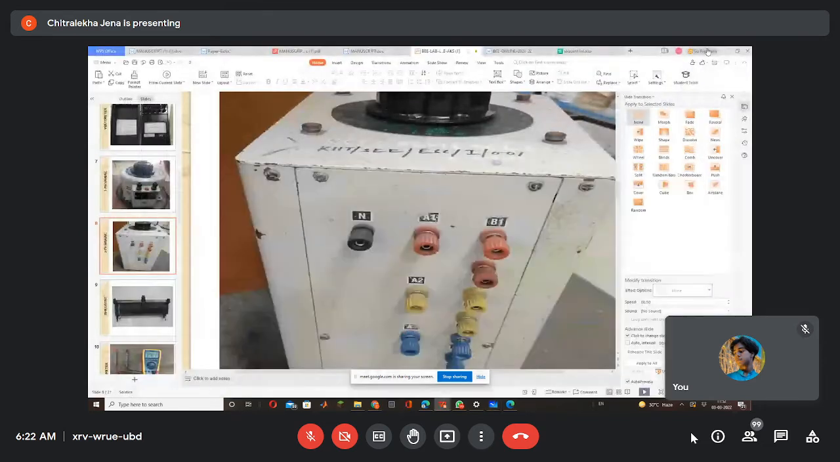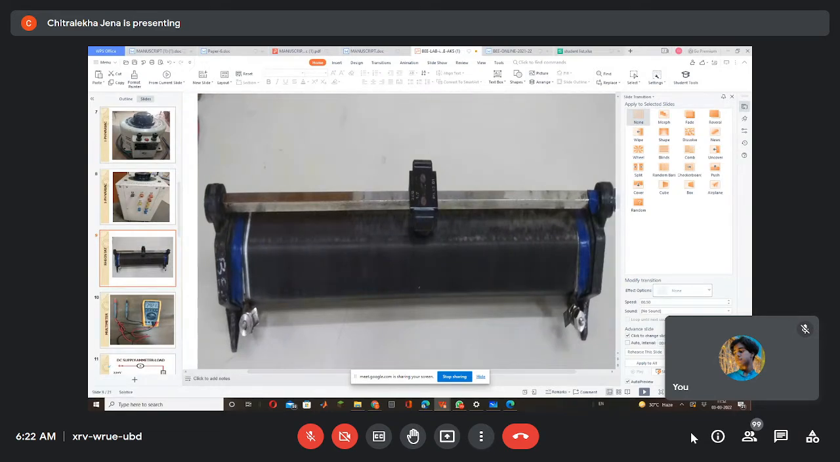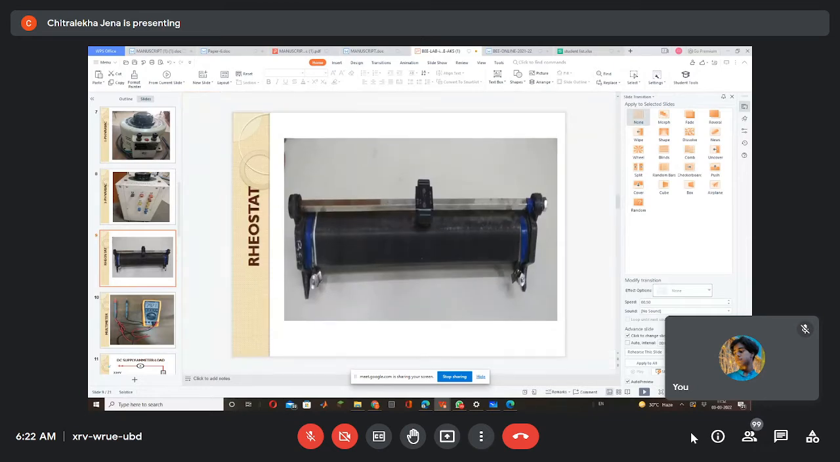Yes, ma'am. Okay. So this is a rheostat, a variable resistor. There are 3 points. Here you see there are 3 knobs: 1, 2, and this one is 3. 2 fixed points are there, and 1 variable point.